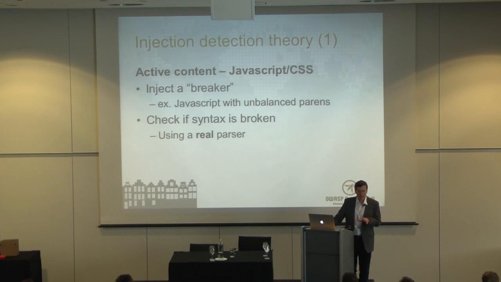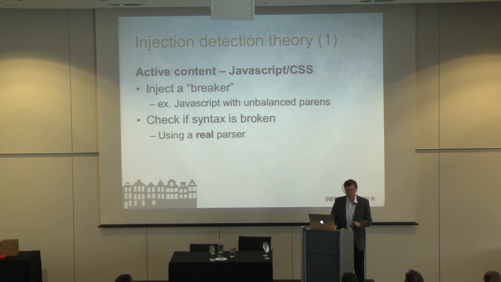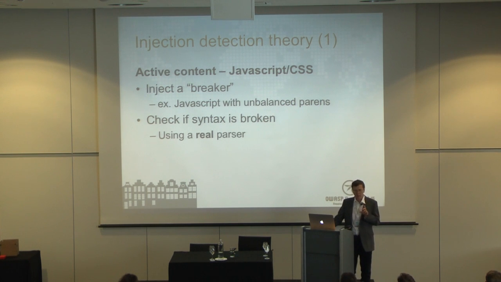So I have kind of a theory of how injection detection should be done. There are two parts to this. One is the active content, JavaScript and CSS. Those languages have regular grammar, so they're more like normal languages. And if you put in a malformed string, it will break. Unlike HTML, which really doesn't have a grammar, so it's defined by the parser that will mop up and fix any broken input. So well, we can inject a breaker.